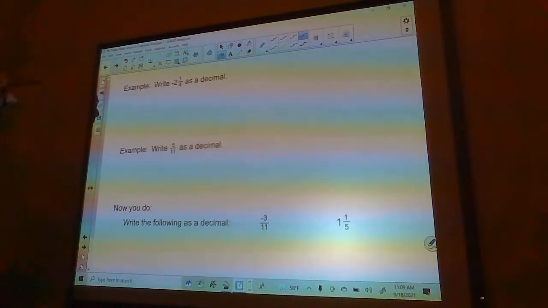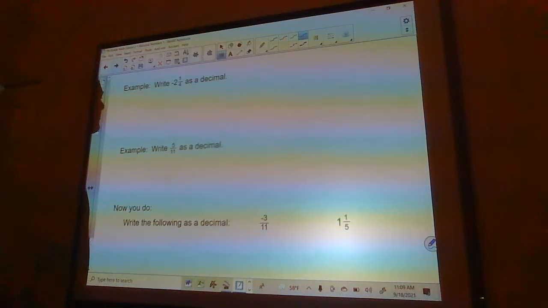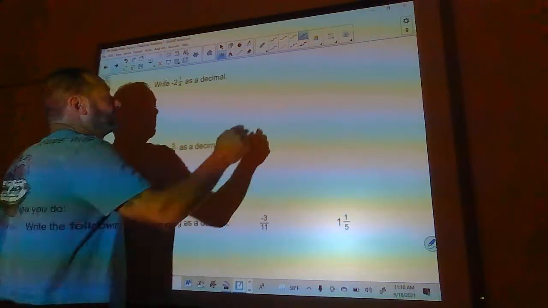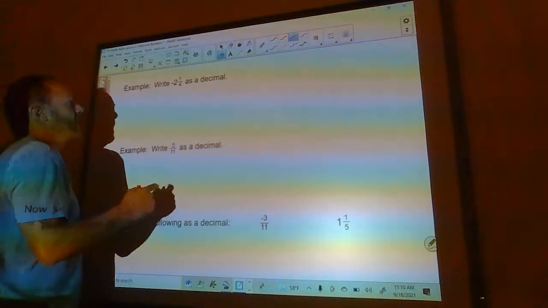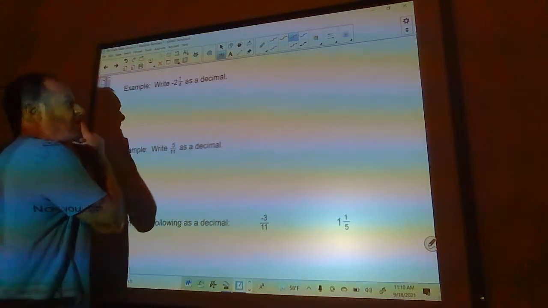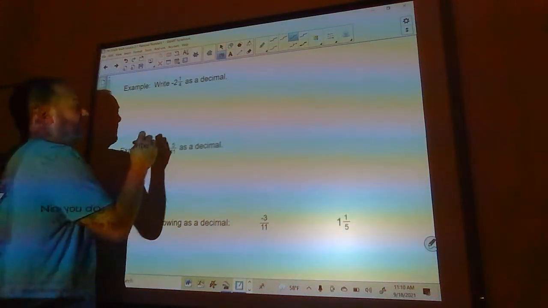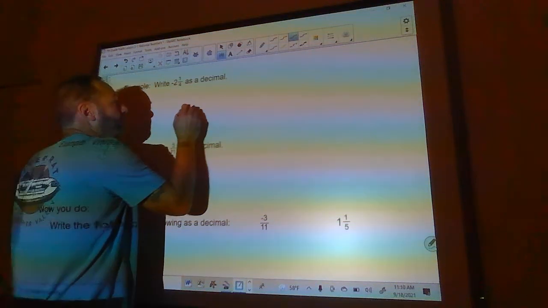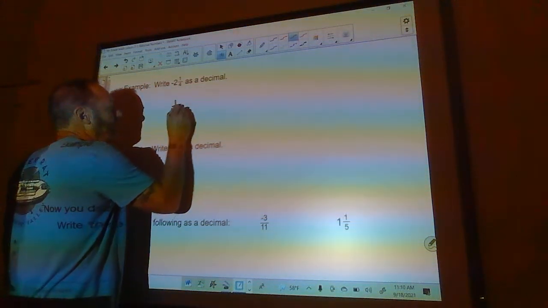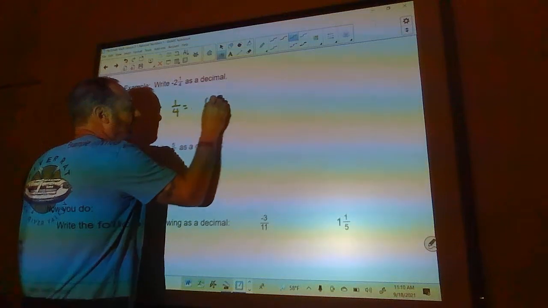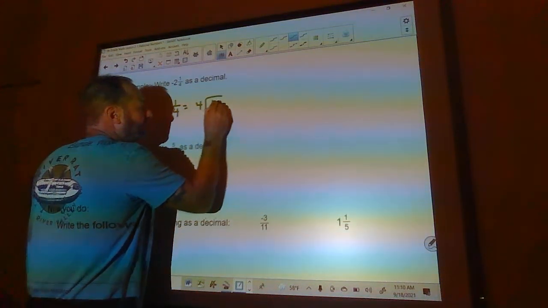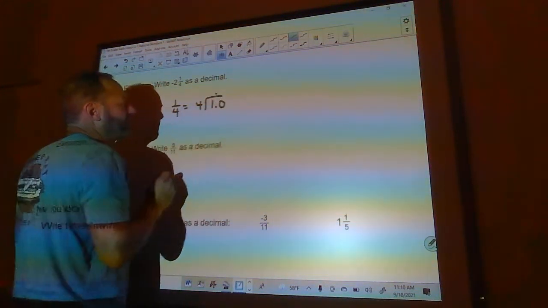All right, so write -2 1/4 as a decimal. Okay, so that's very simple to do. We just got to take the 1/4 and we got to divide it. So that's 1 divided by 4. Okay. So I'm going to put my decimal there. I'm going to put a 0. I'm going to bring my decimal up.